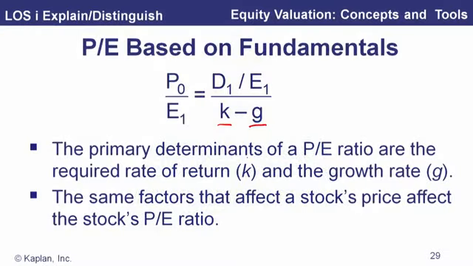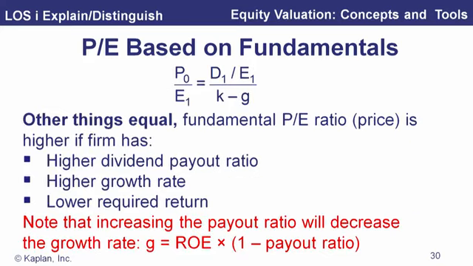So these are really the same factors that affect a stock's price that affect its PE ratio. So other things equal, higher dividend payout ratio, higher dividend growth rate, or lower required return. This is our comparative statics. We're looking at just partial changes. So we're saying, what if we changed this and didn't change anything else? What if growth went up, nothing else changed? What if the dividend payout ratio went up, nothing else changed?